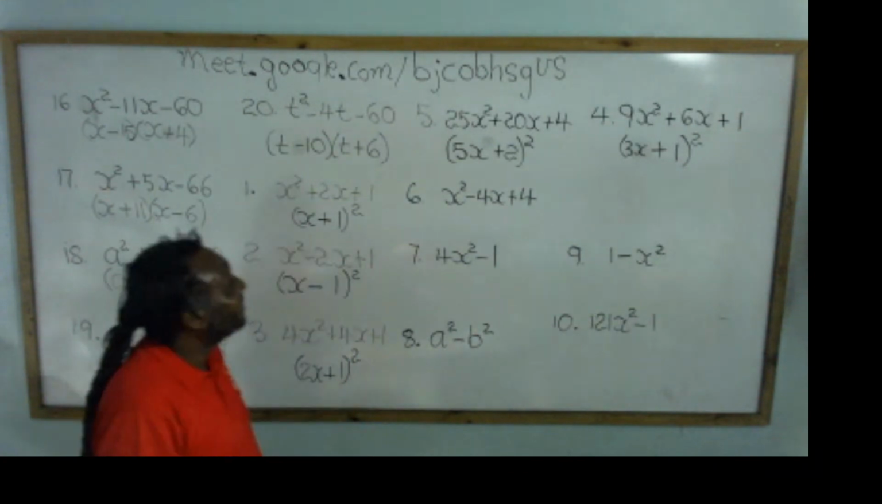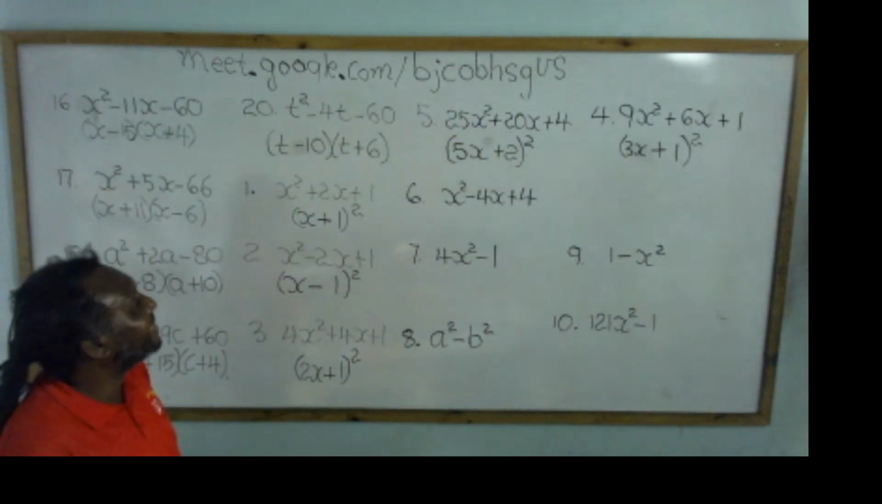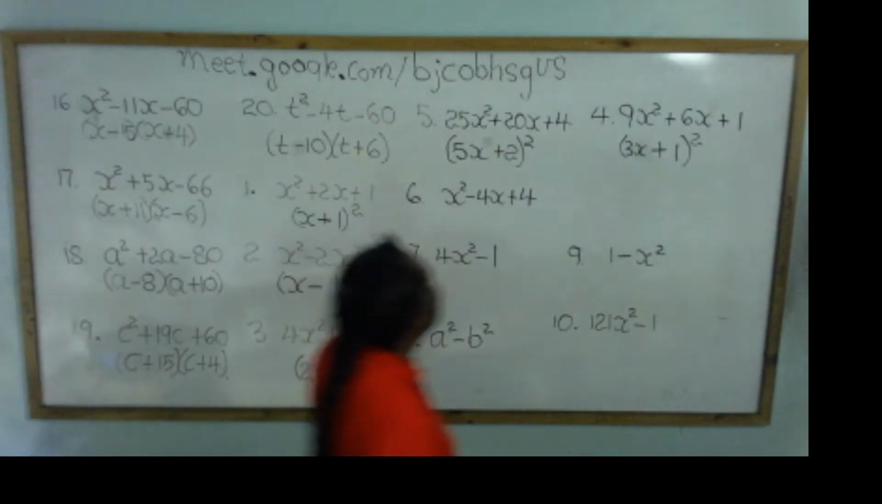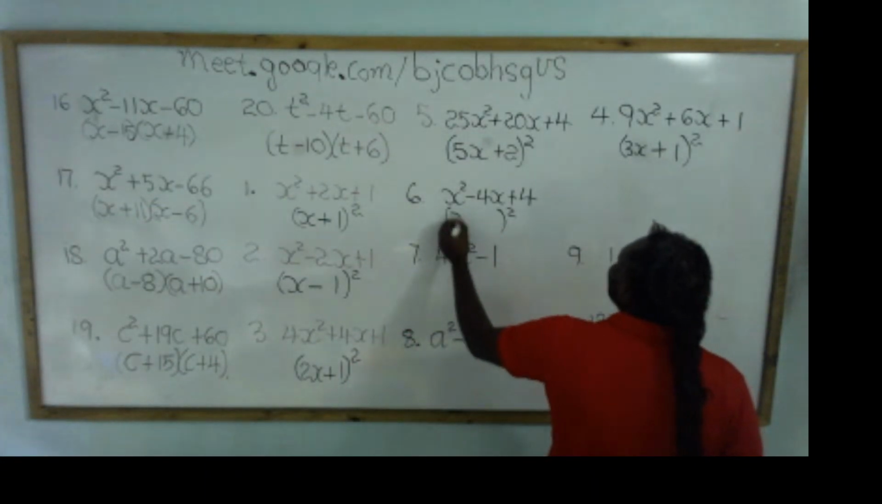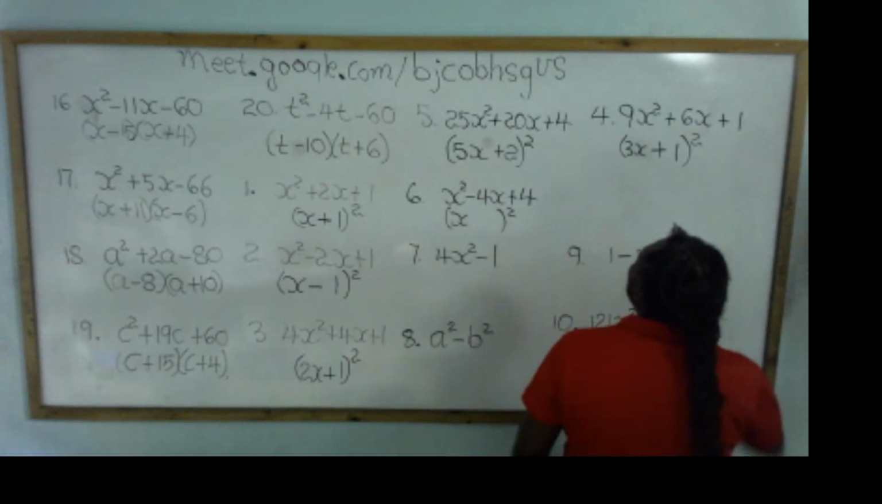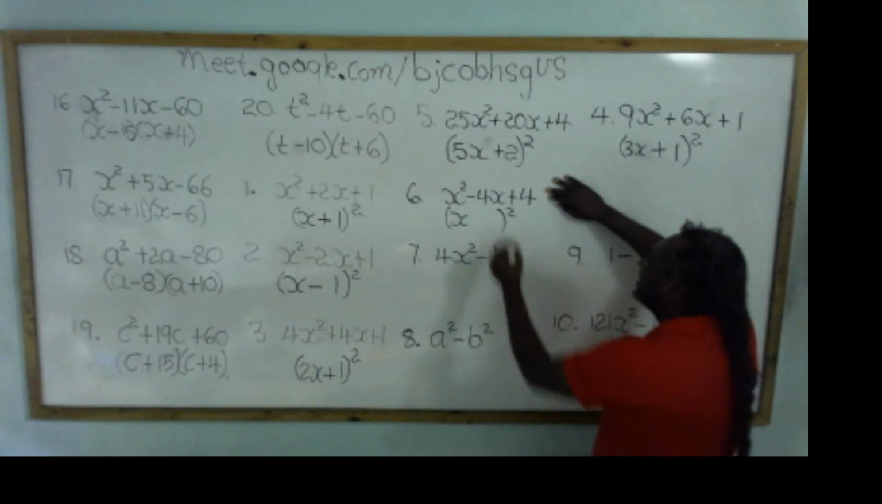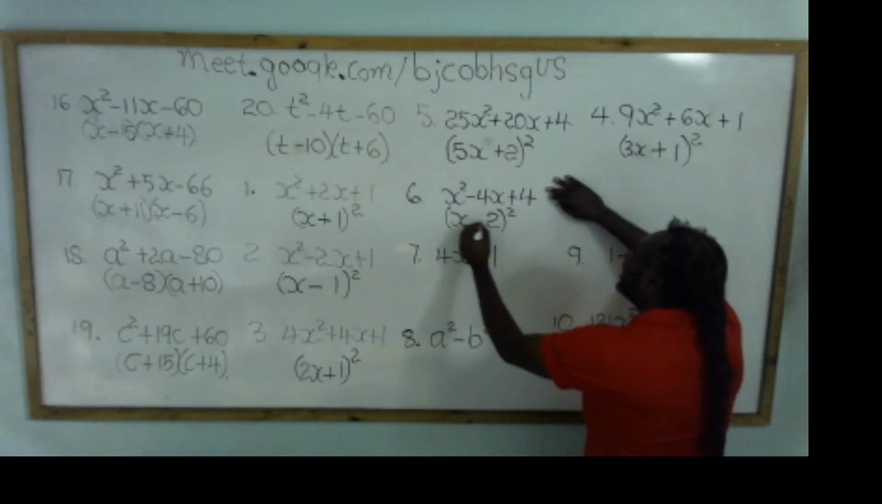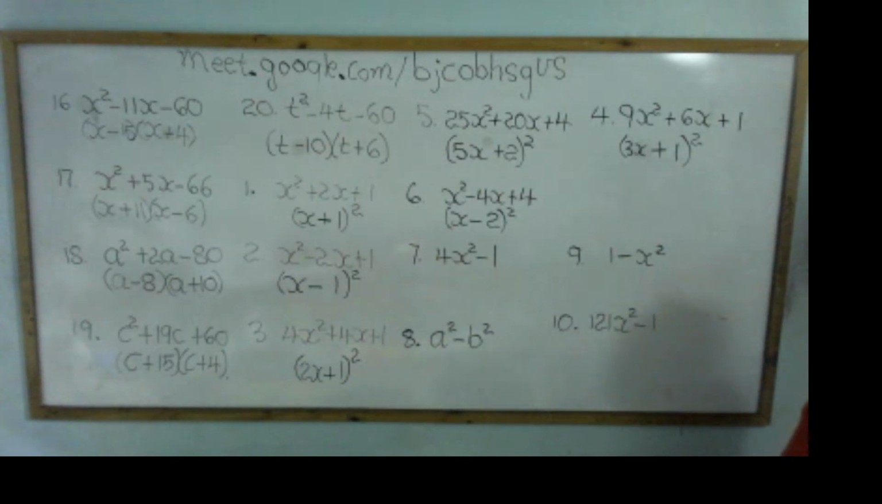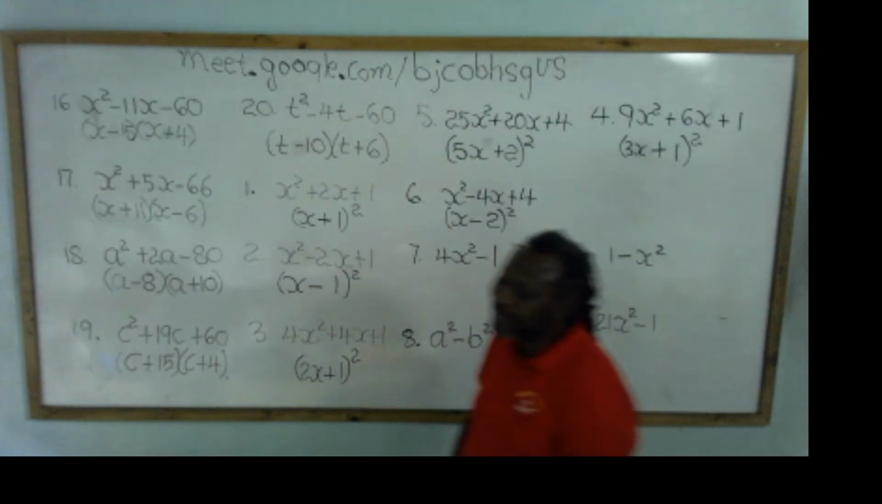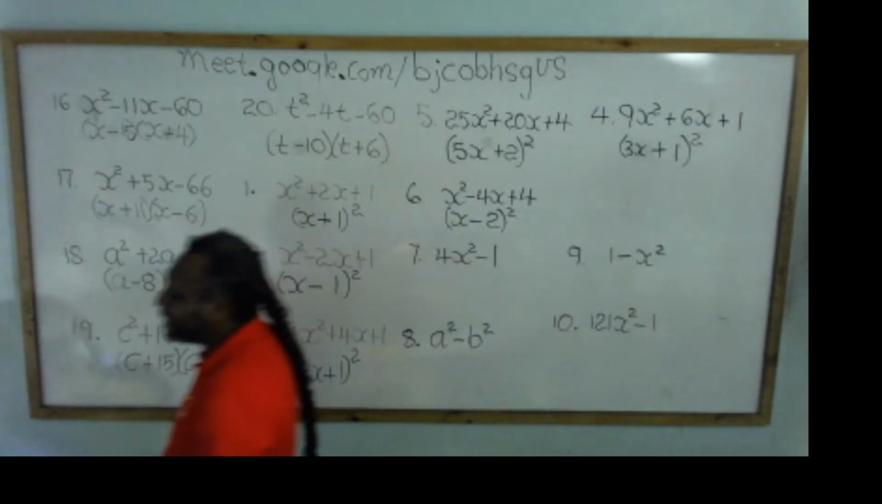Okay. Is there any more? Number 6. What do we say for this one? What do we square to give x squared? And what do we square to give 4? And on this occasion, the sign is negative for that one. And of course, it's your favorite, difference of 2 squares.